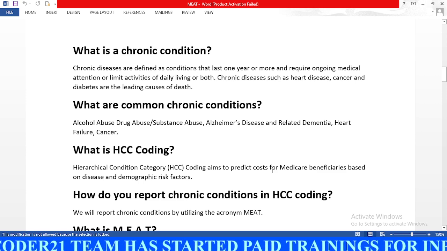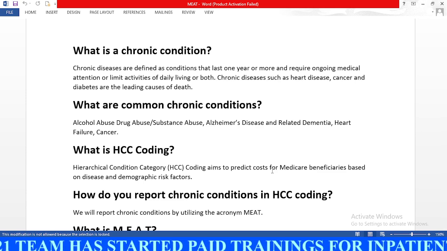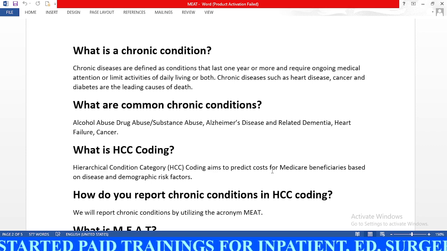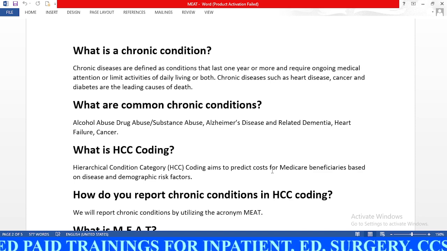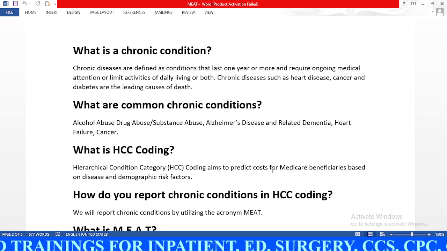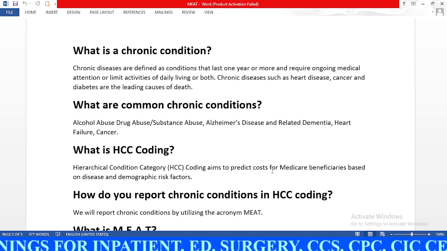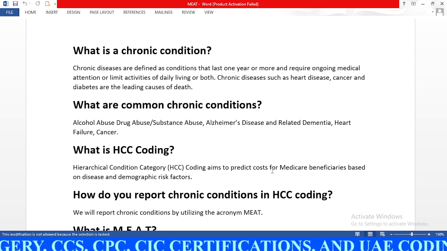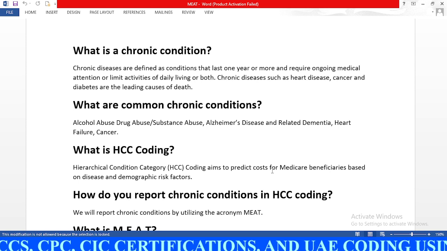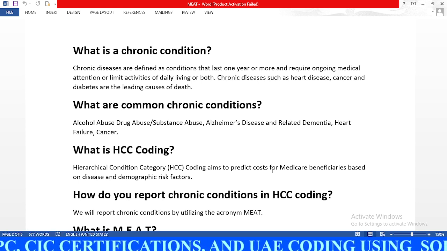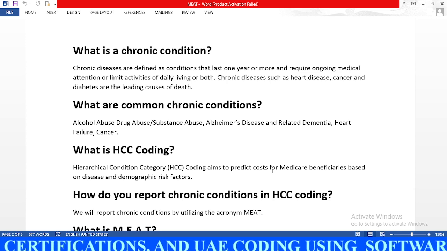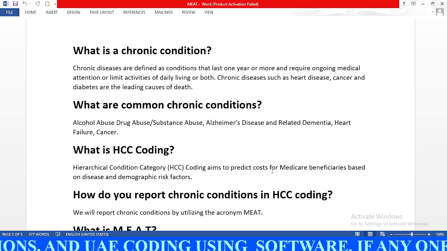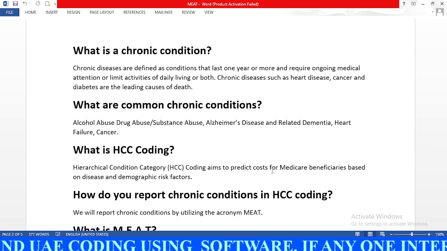In order to understand M.E.A.T, we need to know a few basic things which we are going to learn now. So what is a chronic condition? Chronic diseases are defined as conditions that last 1 year or more and require ongoing medical attention or limit activities of daily living, or both. So in order to consider a condition as chronic, that condition must require ongoing medical attention as well as limit activities of daily living, or both.